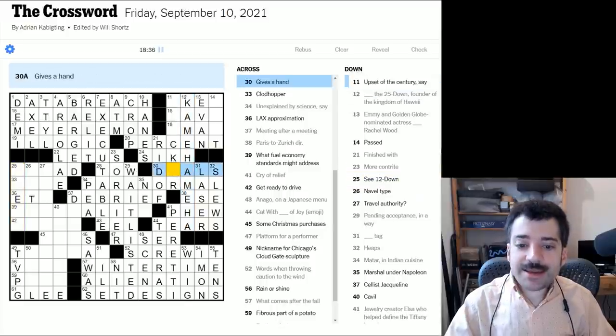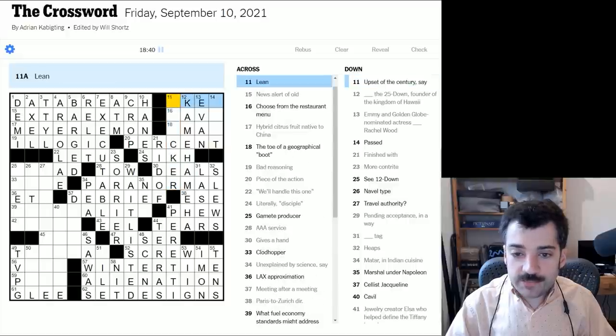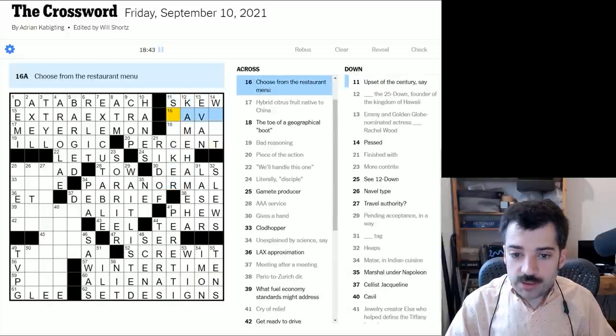All right. So gives a hand. Gives a hand of cards. Deals a hand of cards. So lean is skew. To choose from the restaurant menu, maybe it is have.